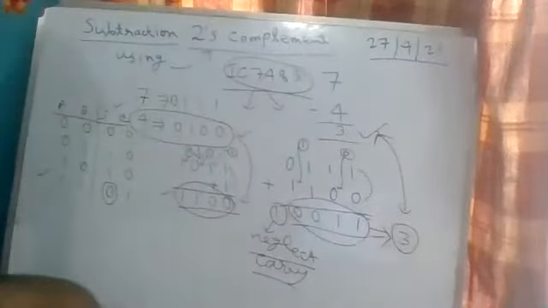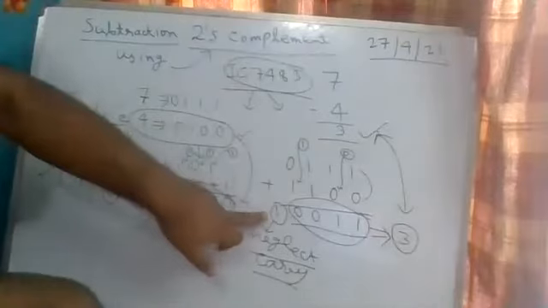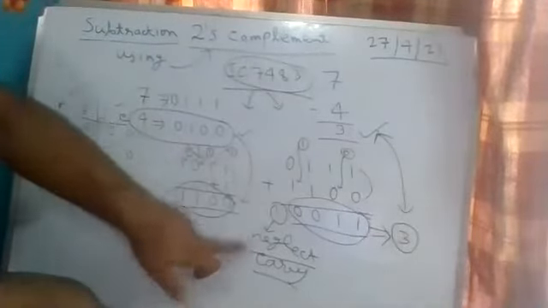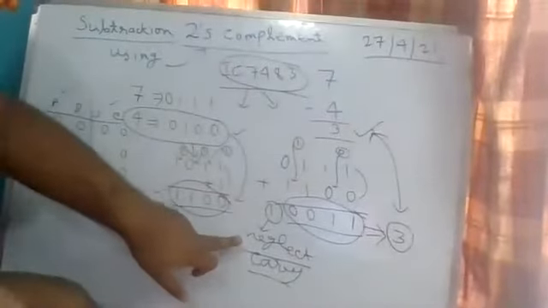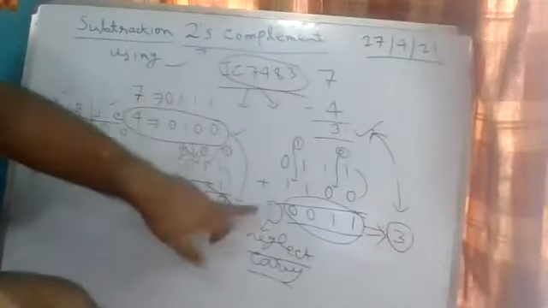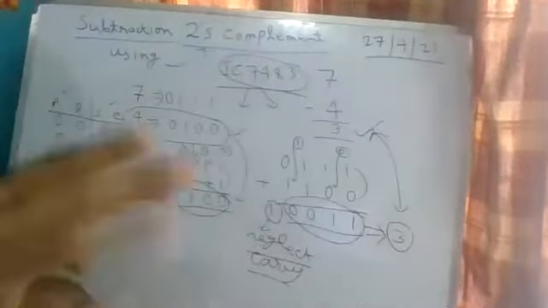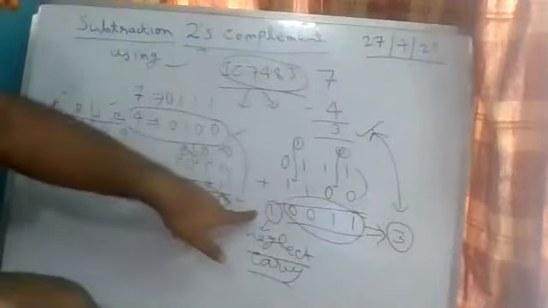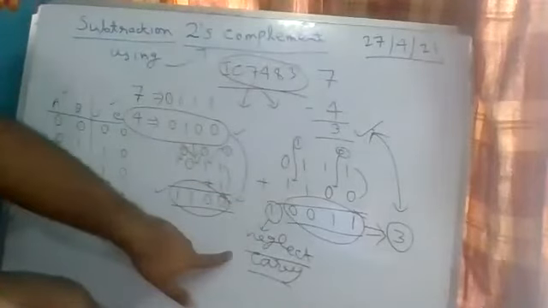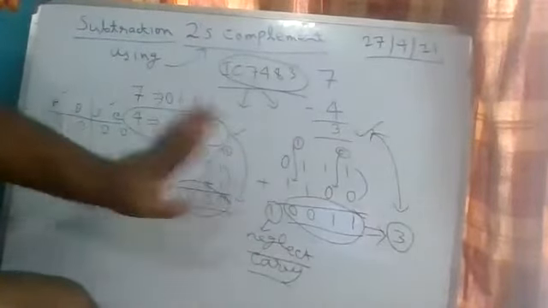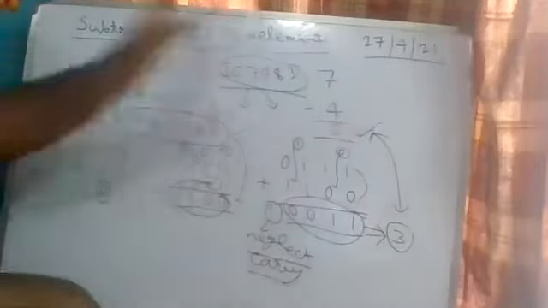The next carry will not be considered. Neglect carry. That's why I am writing neglect carry. If zero carry is generated, there is no question of taking that carry because zero has no value. If one carry is generated, then we have to neglect it, and that is mandatory. This is the last step of this entire process.